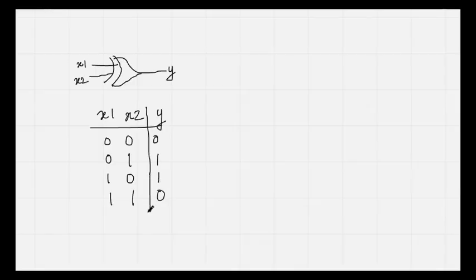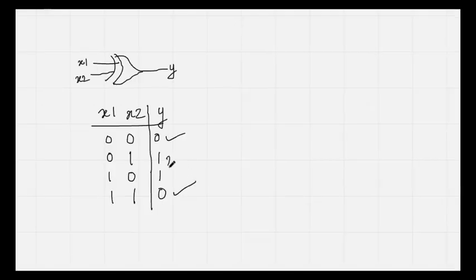Now observe this truth table. From here we can understand. Here both the inputs are same, so that's why we got output as 0. Here also both the inputs are same, output as 0. Here both the inputs are different, so we get output as 1. So this is how a basic XOR gate looks like, and this is the functionality. Now we have to design this for neural network.